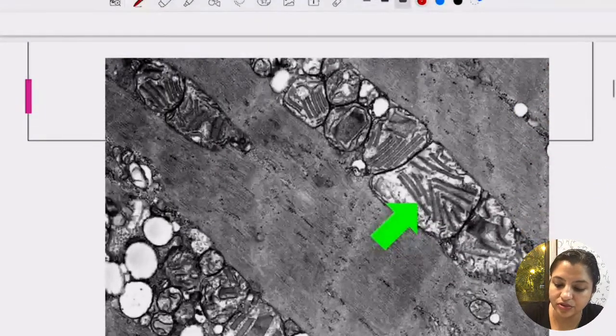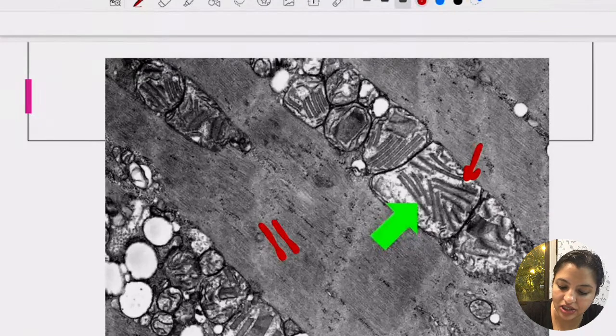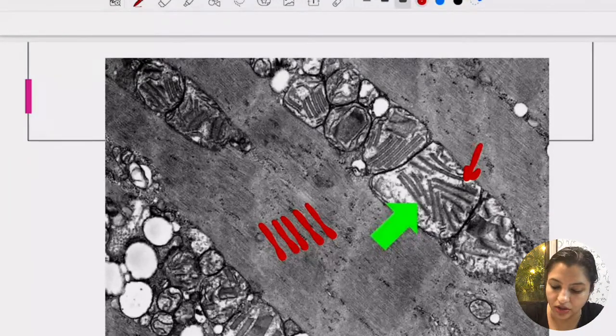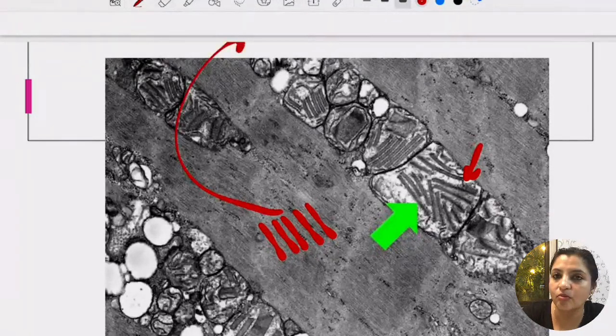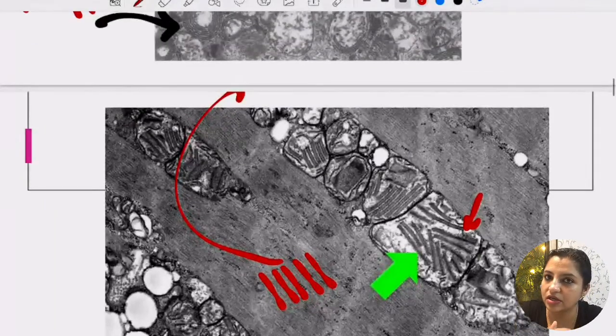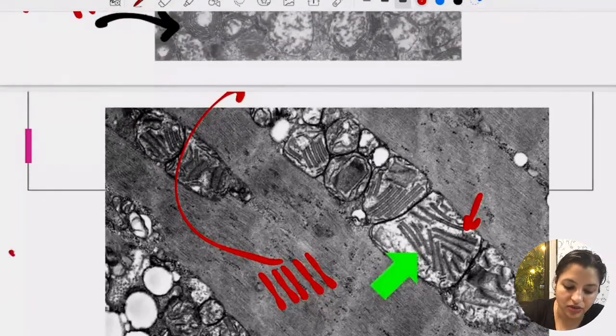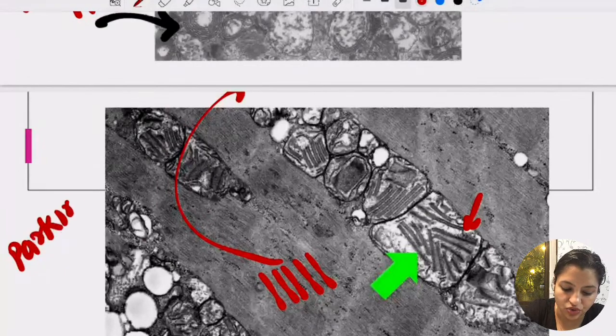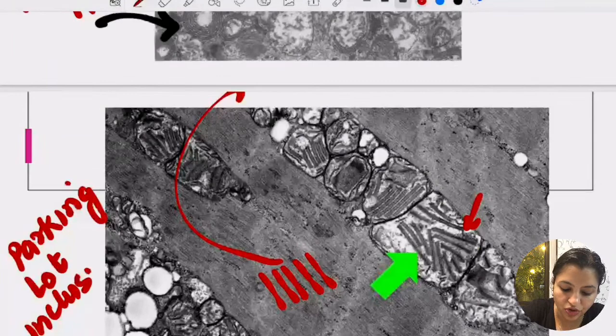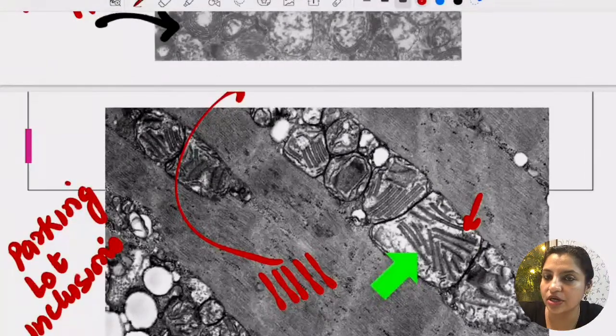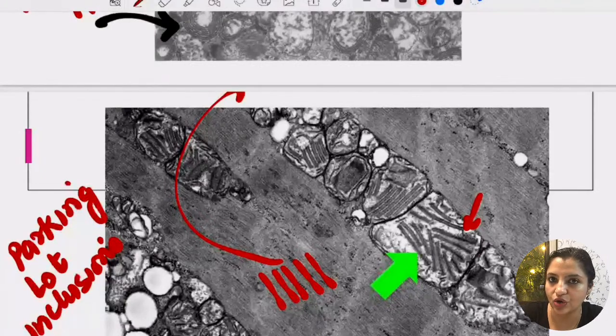Apart from that, they can also show it like this. This is actually standing like a parking lot. Okay. So these are basically rhomboidal crystals which are standing like this. So these are called as parking lot inclusions. So both of them are very characteristic for mitochondrial myopathy. So whenever we have a mitochondrial myopathy, we can have phonograph records or we can have parking lot inclusions, which you all should remember.